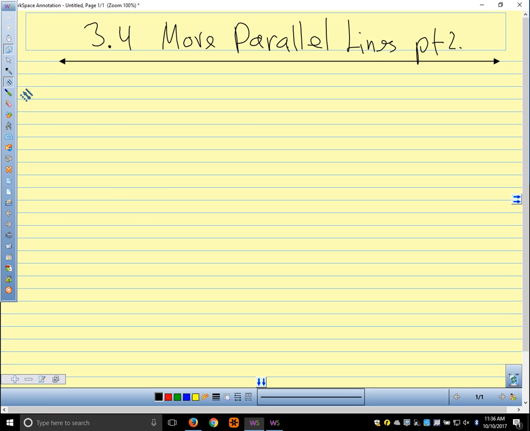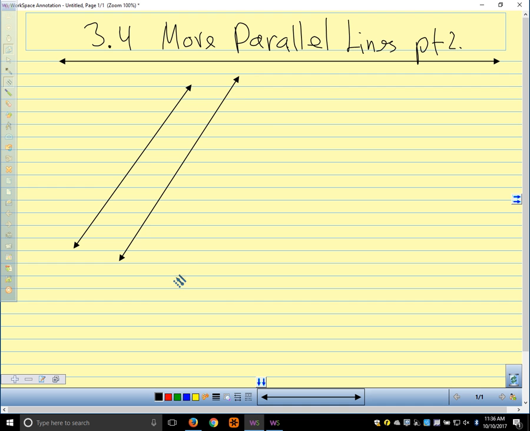We have three lines, L, M, and N. So the drawing on your graphic organizer looks something like that. And there's a typo in the box. It says L is parallel to M, and the second one should say L is parallel to N. It shouldn't say M twice.